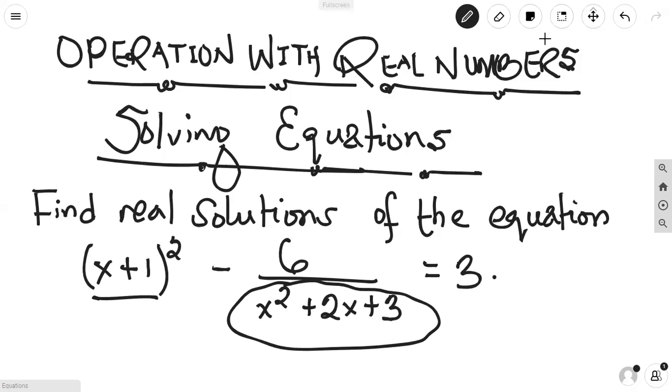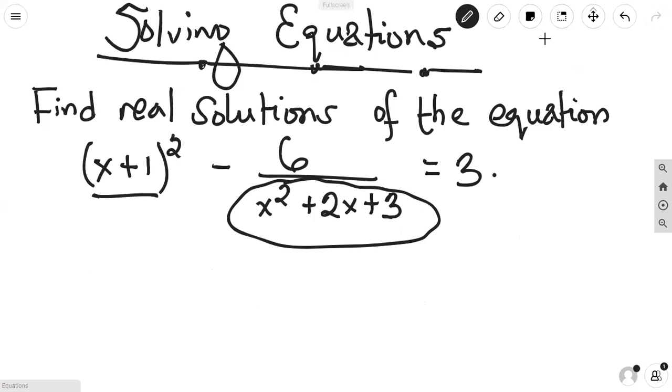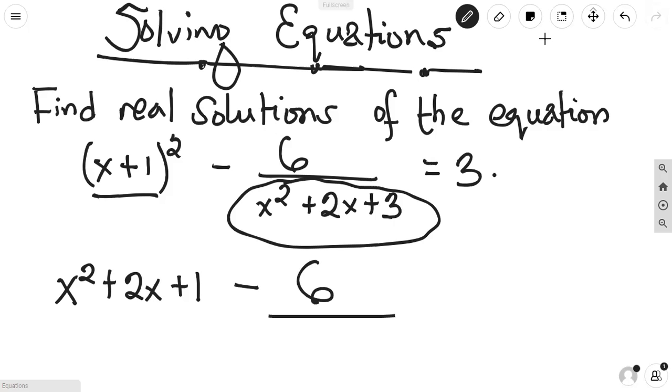First, expand the term (x + 1)². If you expand that term, you get x² + 2x + 1. Then we have a minus 6 here, which is divided by x² + 2x + 3. And of course, the left-hand side is equated to 3.